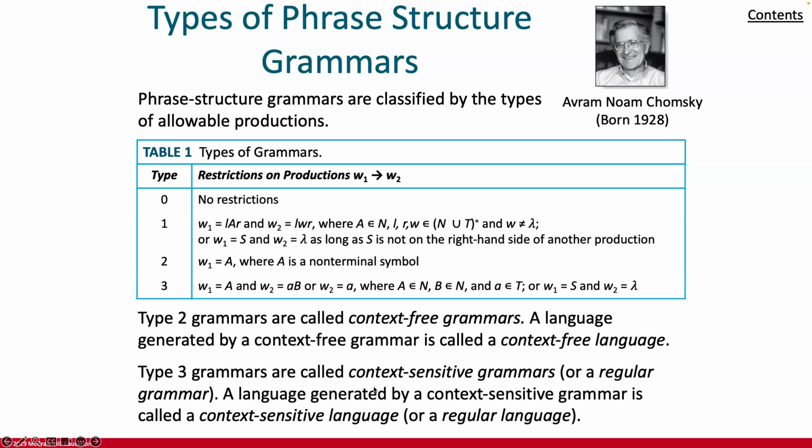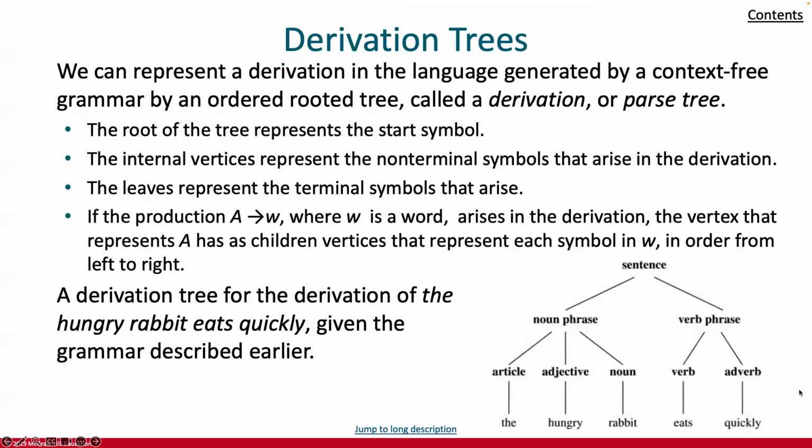Type 3 grammars are called regular grammars. A language generated by a regular grammar is called a regular language. So those are some more things to think about.